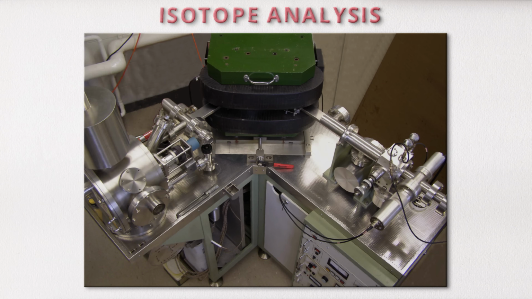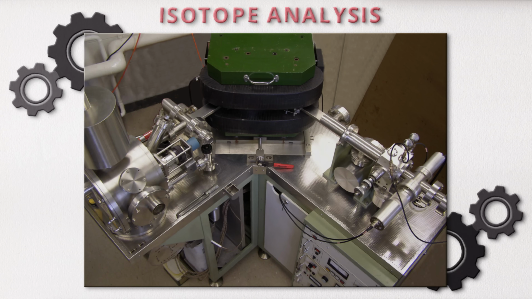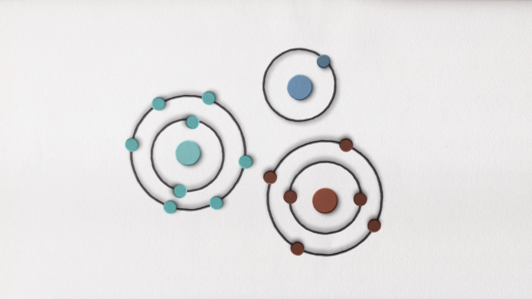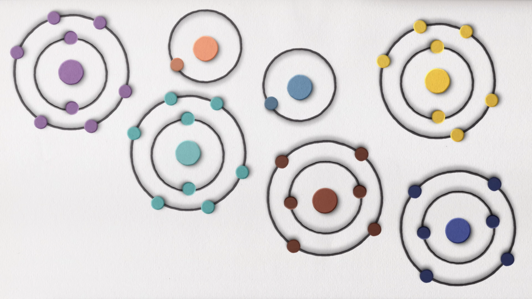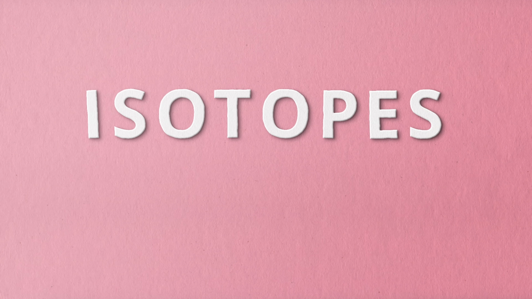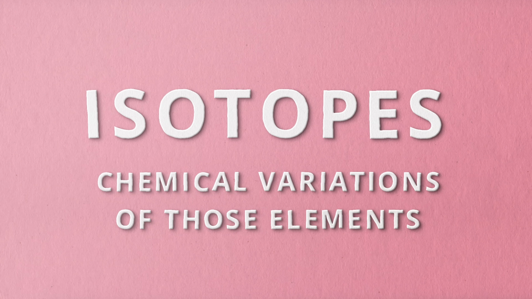Isotope analysis is a new forensic technique that has taken off in the last decade. But in order to understand how it works and how it is used, we need to understand the science behind it. Our bodies are made up of different elements such as oxygen, carbon, and hydrogen. Those elements exist in our bodies in different forms called isotopes. Isotopes are essentially chemical variations of those same elements.